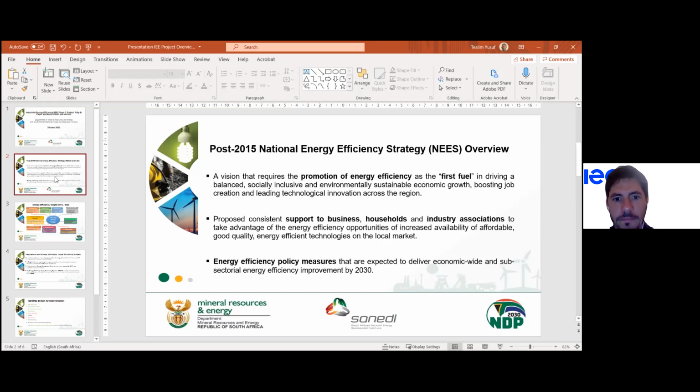On this presentation, just like Mr. Mabusela has said, there are two very important aspects of the national strategy that we have looked at in this project. One of them is the National Energy Efficiency Strategy, the post-2015 strategy. And we've also looked at the EETMS, that's your Energy Efficiency Target Monitoring System that's developed by the Department of Mineral Resources and Energy.